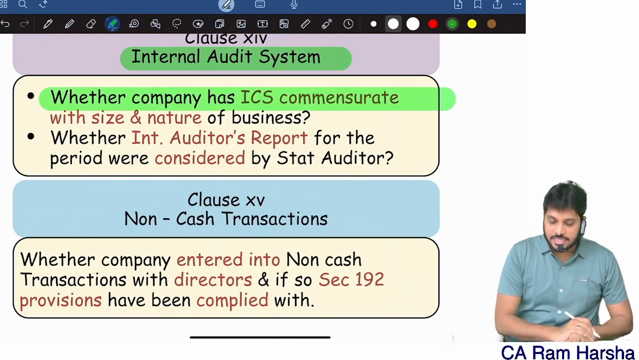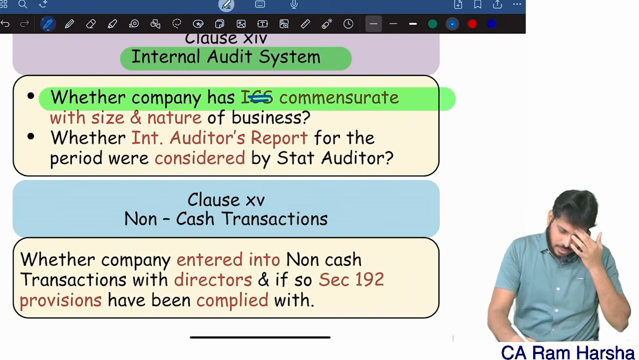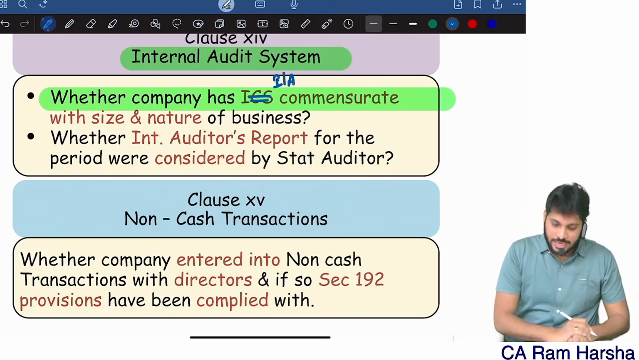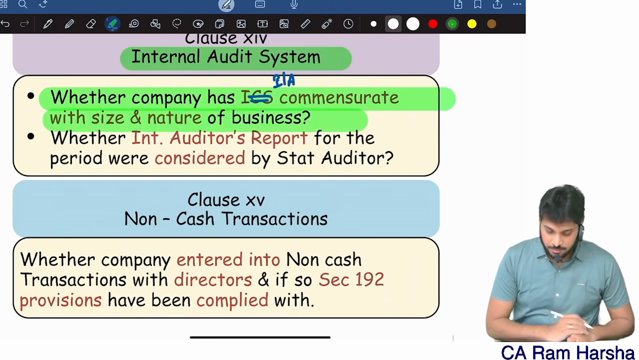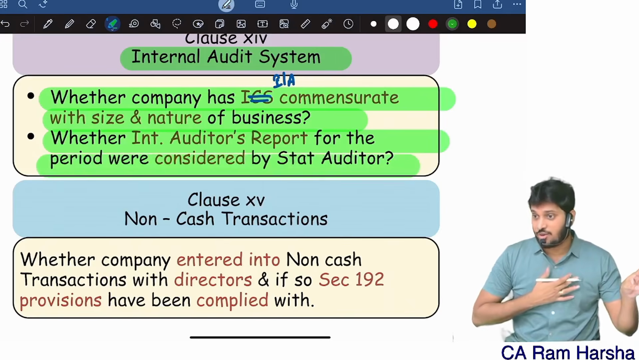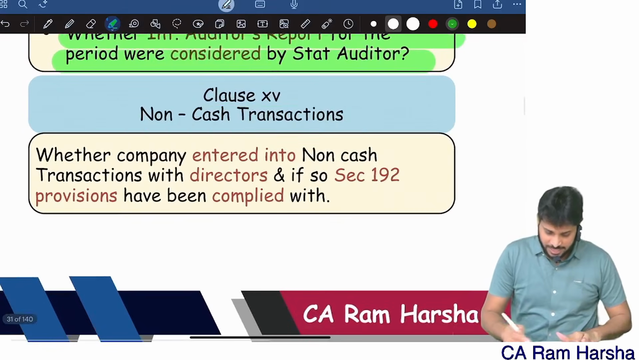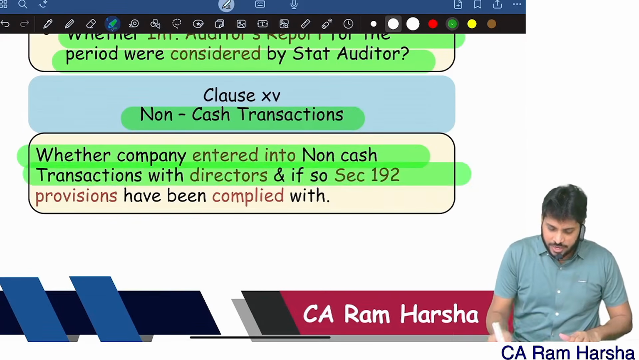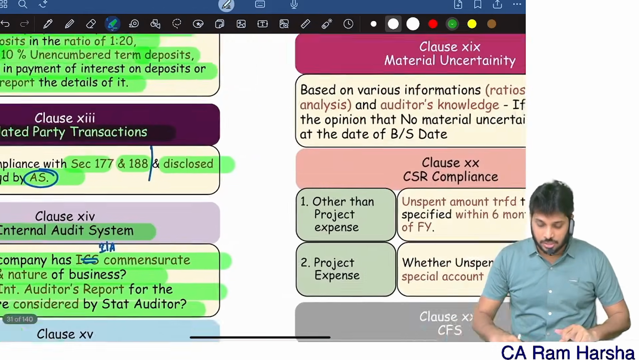Next, internal audit system. Whether company has internal audit system, actually it's not ICS, it's actually internal audit only. Internal audit system commensurate with the size and nature of the business, and whether internal auditor's report is considered by statutory auditor. So I should also tell, yeah, I considered his report. Next, whether company entered into any non-cash transactions with directors. If so, 192 provisions have been complied or not, check out.